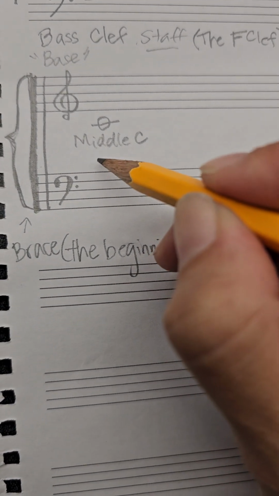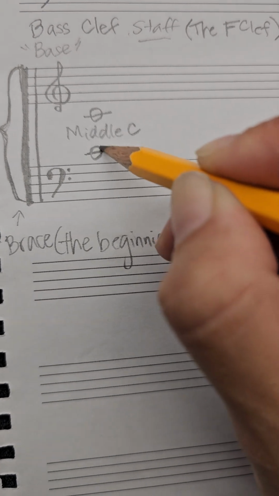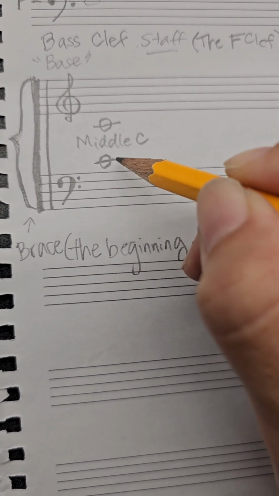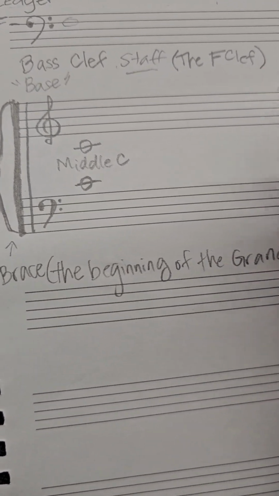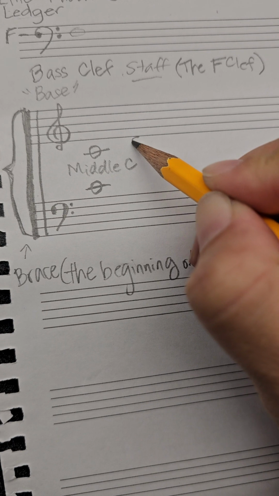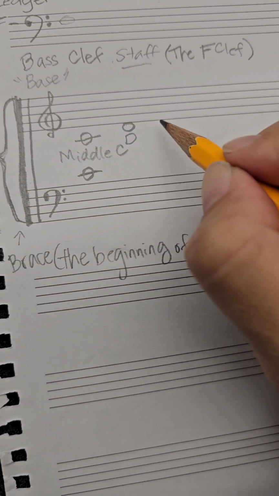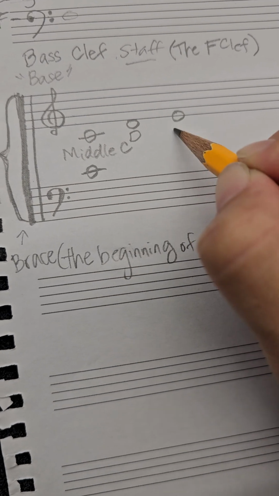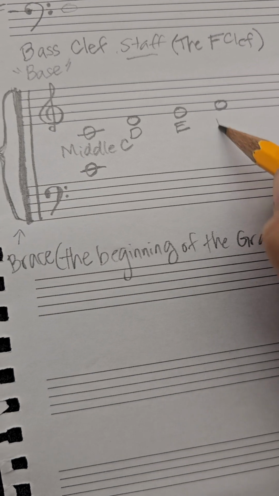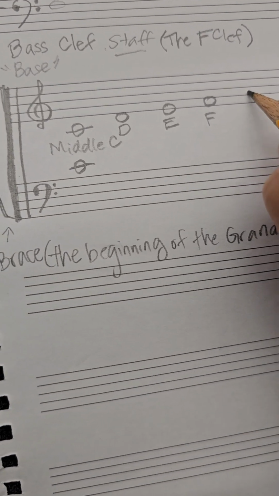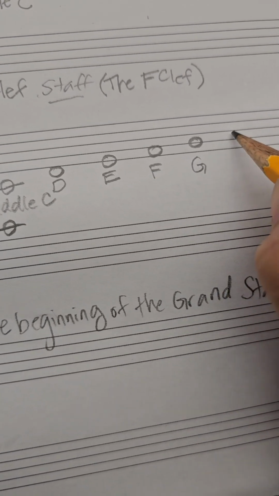And then over here, you can draw middle C here too, above the staff, on the first ledger line above the staff. Then the next note is D. And then what's the next note? E. And then we have F. And then another little eggy on G.